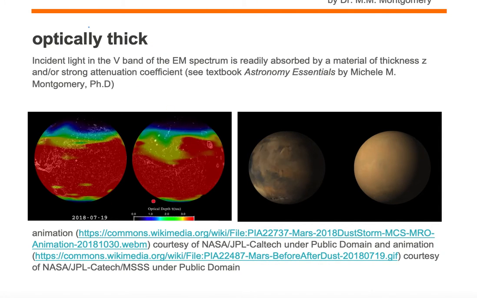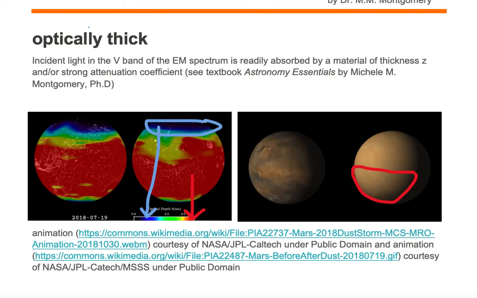On the left, we're looking at scales of optical thickness. Red indicates optically thick, whereas blue or black indicates optically thin, the opposite of optically thick. Wherever you see red on the planet, we can't see many surface features on the planet. Wherever you see blue or black, we can see surface features on the planet. So optically thick gives us an idea of we can't see through this material.